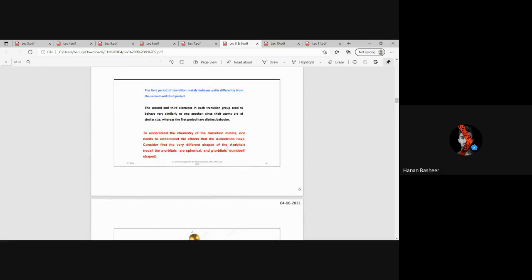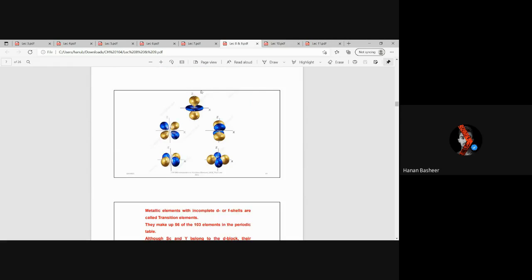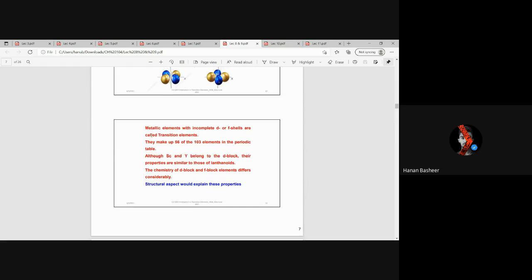To understand the chemistry of transition metals, one needs to understand how the d electrons behave. So this is the structure of the different d orbitals. Then metallic elements with incomplete d or f shell are called transition elements. They make up 56 of the 103 elements in the periodic table, which is almost half.